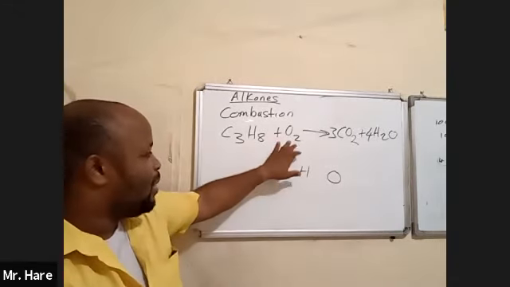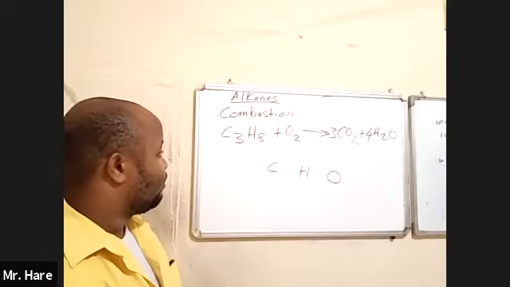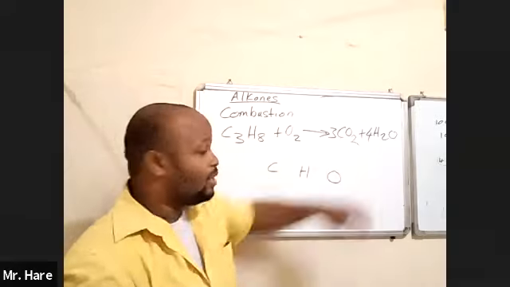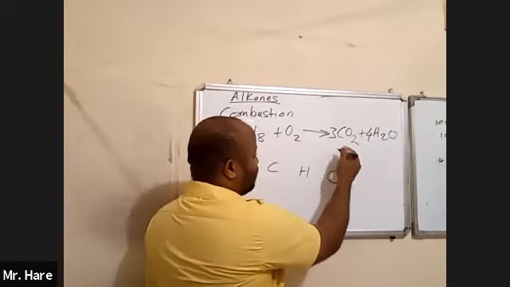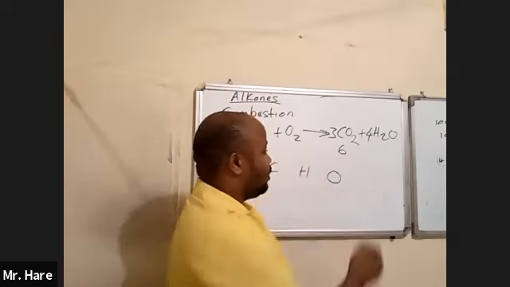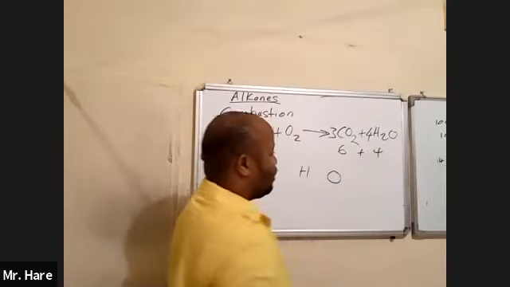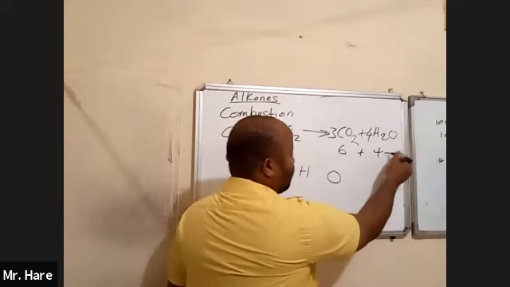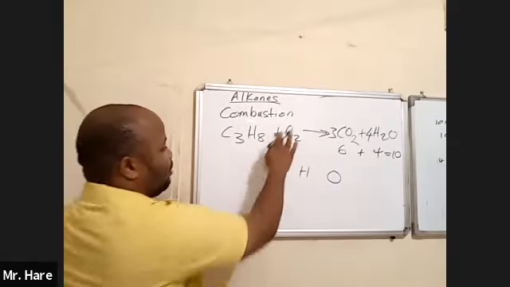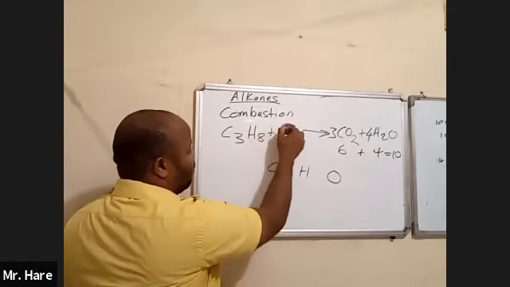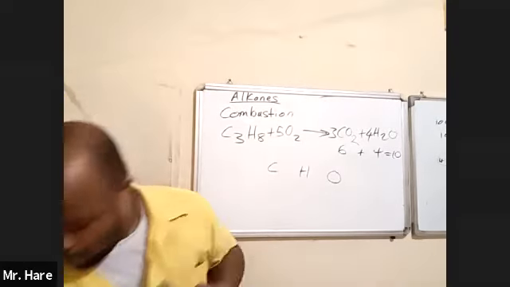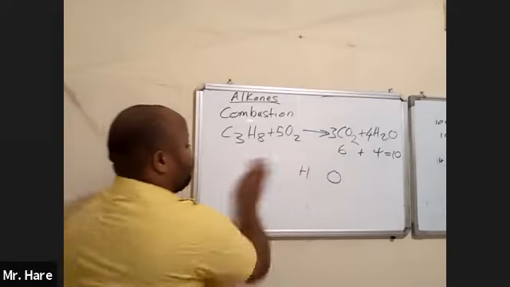Next, we have to balance oxygen. We have 2 oxygen here, but on this side, 3 twos, that's 6 oxygen. 4 ones, that's 4 oxygen. So we have a total of 10 oxygen on this side. So 2 times 5 gives you 10. All right. I'm going to do a next one quickly.